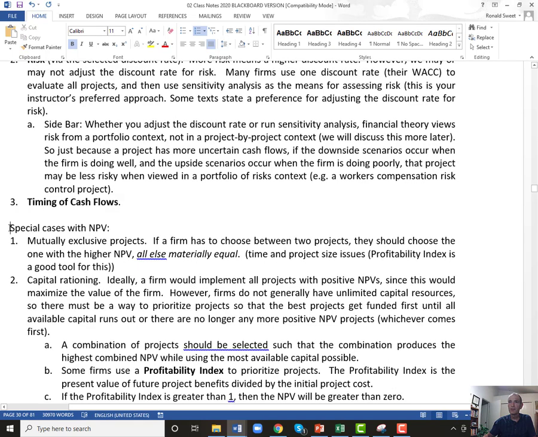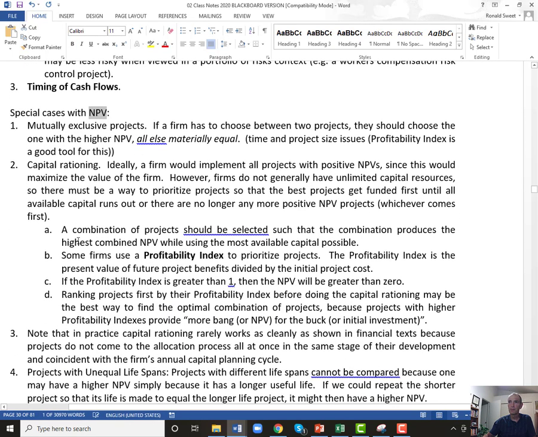So a few other issues that we have with net present value. Here we're talking about net present value in particular. Remember the net present value rule. If the net present value is positive, we accept a project. If it's negative, we reject the project. Now that seems really simple. If you have two projects and you're trying to choose between them, then yeah, pick the one with the higher net present value. But there's a really important term right here, all else equal.